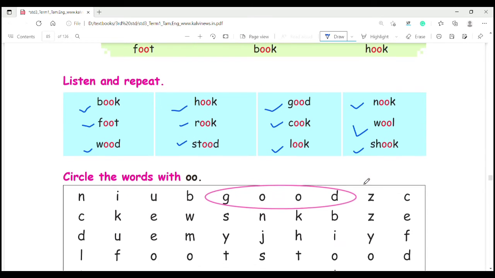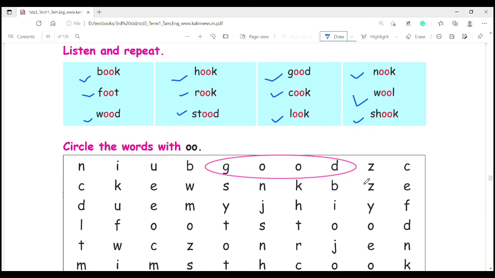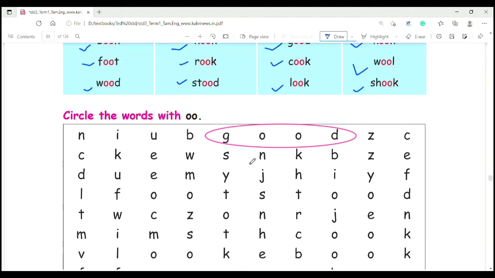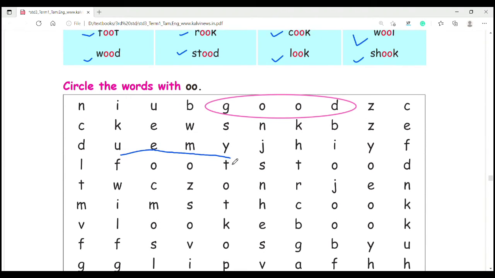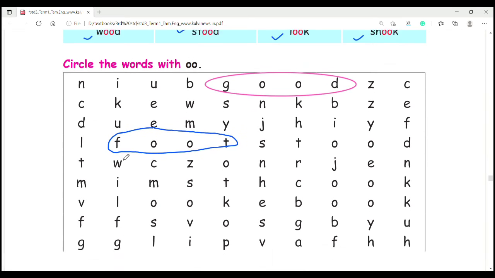So similarly, find out the oo sound words. Circle the words with oo. Okay. For example, here they have circled good. Similarly, I have to find another word. So here I find food. So children, like this, find the word and circle it. Okay.